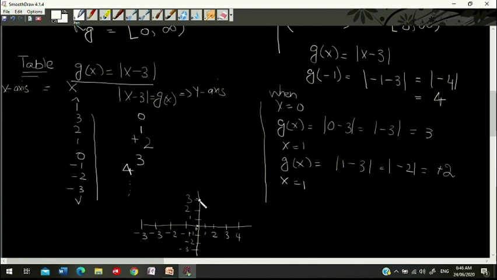And when x is 1, y is 2, and when x is 2, y is 1, and when x is 3, y is 0, and when x is -1, y is 4.